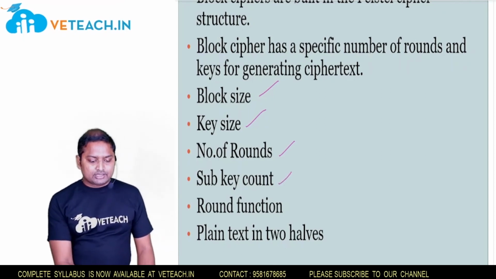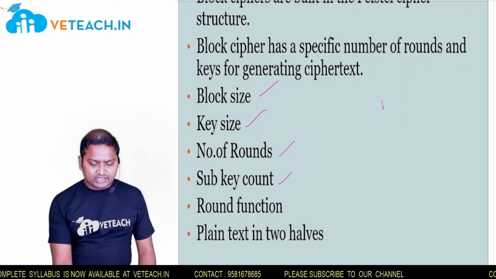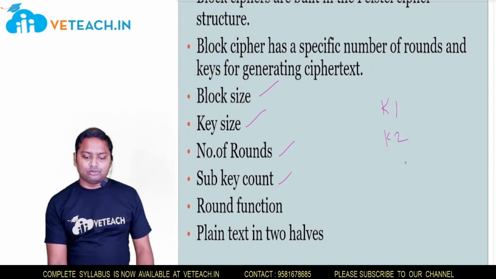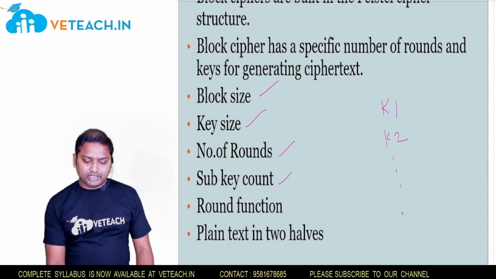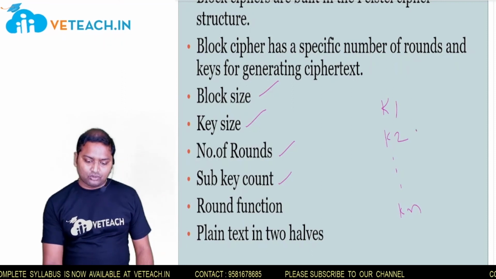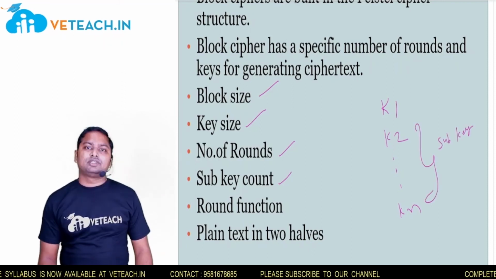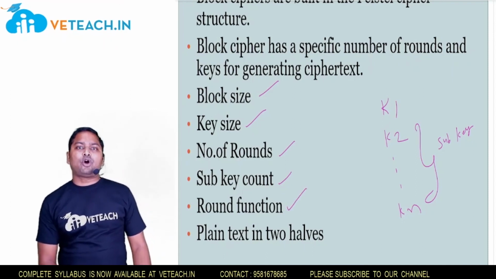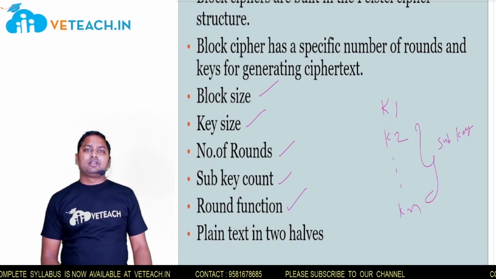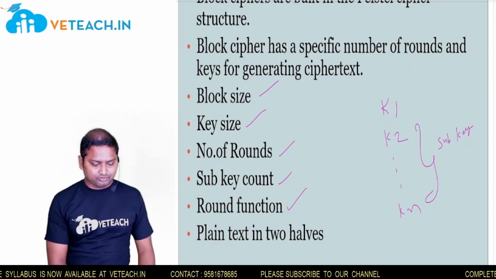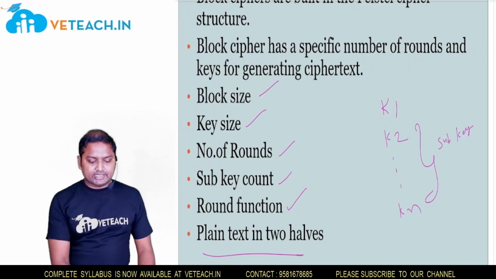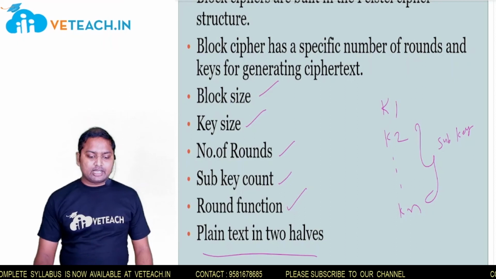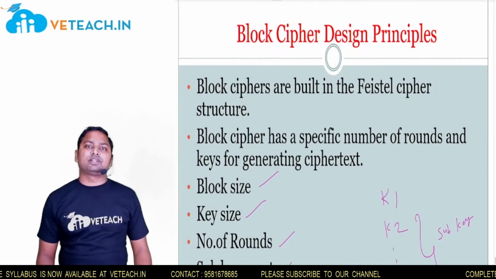Subkey count means initially I take the value K1, after that I take K2, and continuously I take Kn values. So all these are the subkeys, and these also depend on the plain text. And the round function, how many rounds you want to perform, depends on the function values. Finally, the plain text is divided into two halves. In this way, these are the design principles of the block cipher.